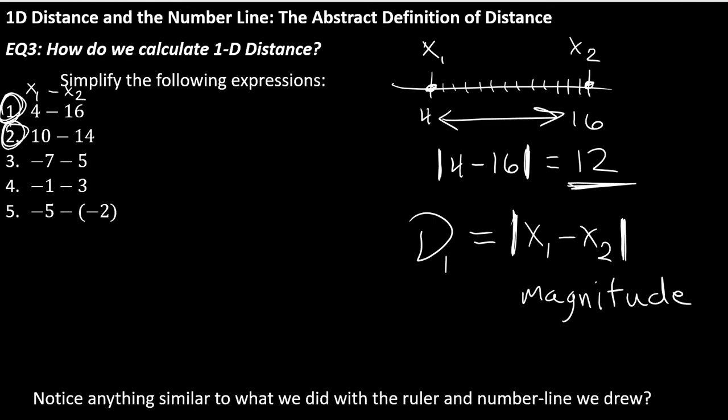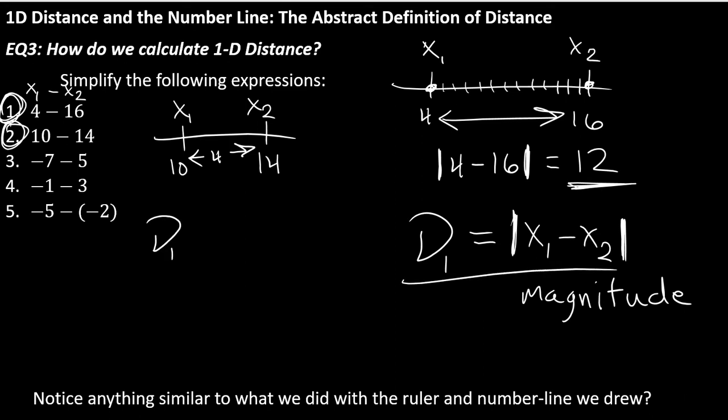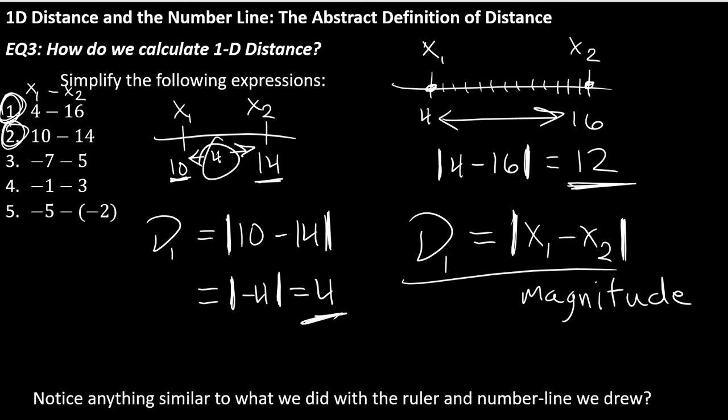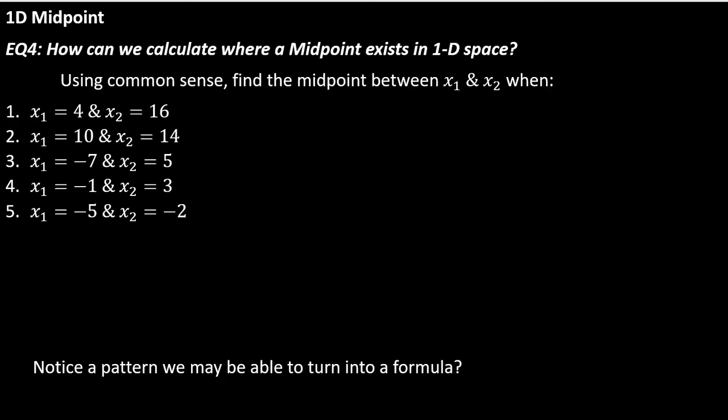Okay, so another example here. So 10 and 14, the distance between 10 and 14. This should be x1, x2. Obviously, they're 4 apart. And if we utilize this formula here, our distance in one dimension between x1 and x2, or 10 and 14, is simply going to be the absolute value of -4, which obviously is 4. Okay, so pretty simple, pretty straightforward.